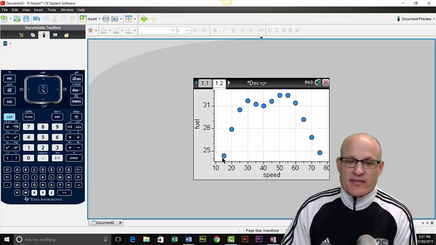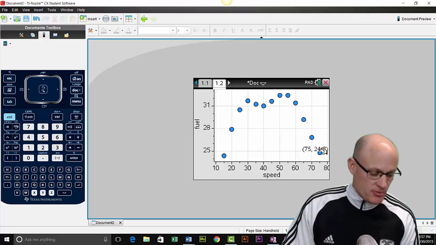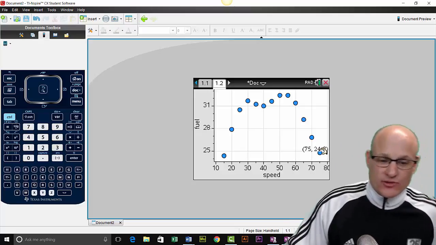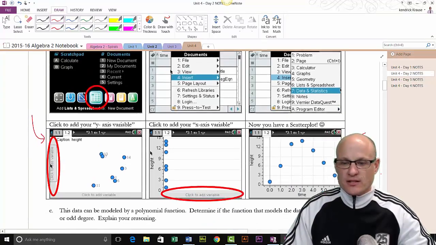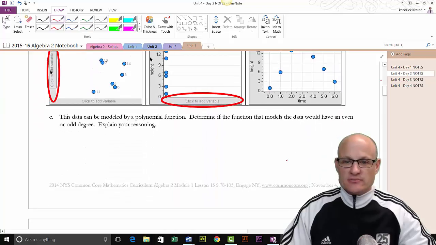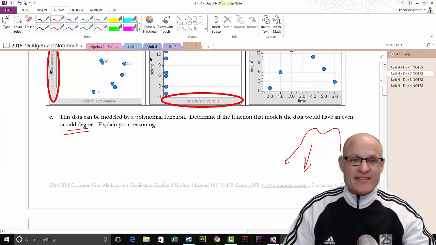Now, you should be able to tell me what the end behavior here is. It's going down in this direction, and it's going down in this direction. So let me give a quick sketch of what this looks like. It kind of looks like this, correct? My question is, can it be determined the model is an even or odd function? Well, since both arrows are pointing in the same direction, this is an even function.